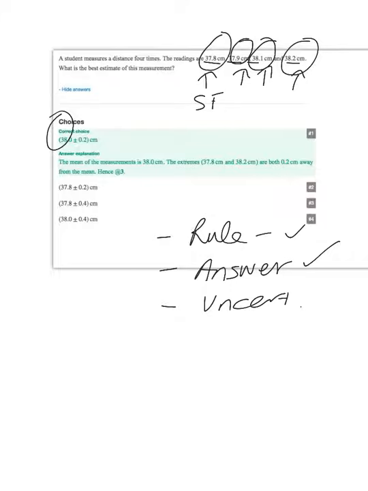Now let's work out our uncertainty. Take your largest possible reading of the 4 and subtract the smallest possible reading from it. So here we have 37.8 and 38.2. Once you have the difference, which is 0.4, divide by 2 to give you your range, which is 0.2. So your final answer is 38 plus or minus 0.2.